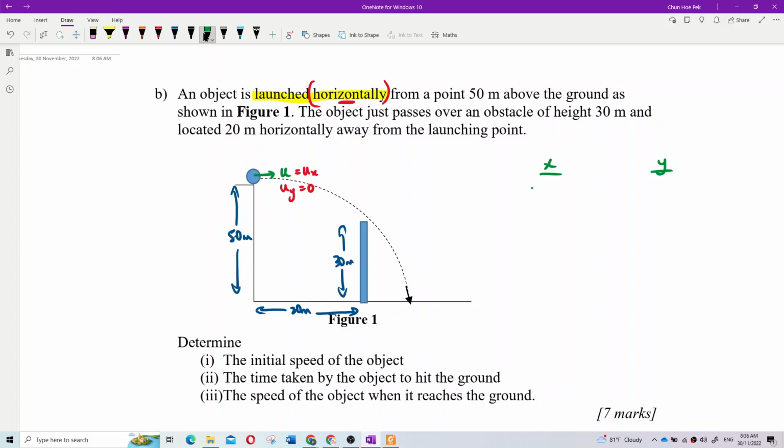So we know that for projectile motion, ax is always 0, and ay is negative g. And then for horizontal projectile, ux is u, uy is 0, because it's a horizontal projectile.